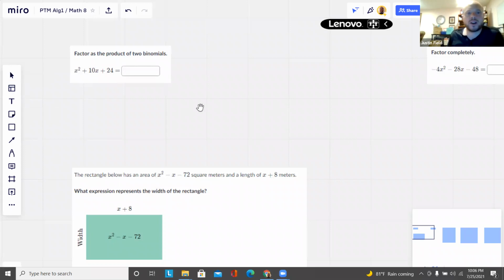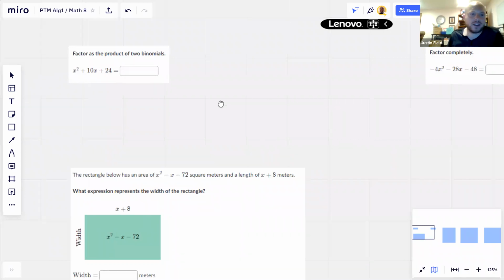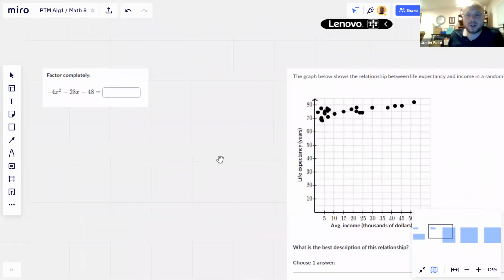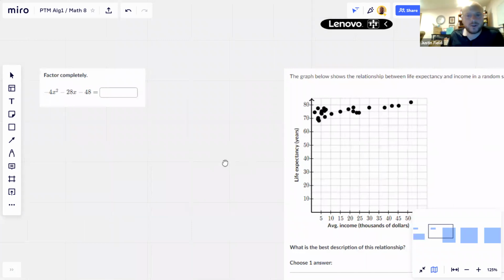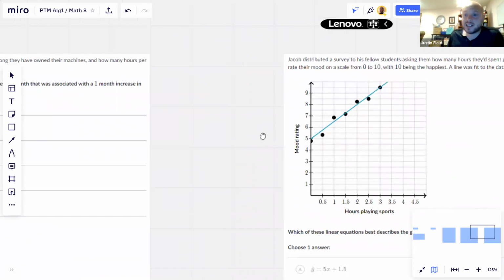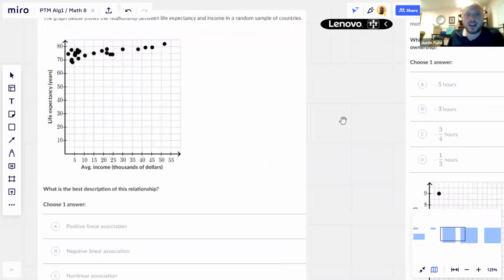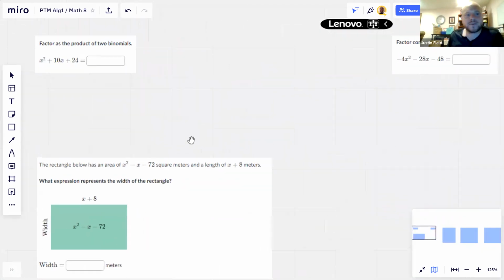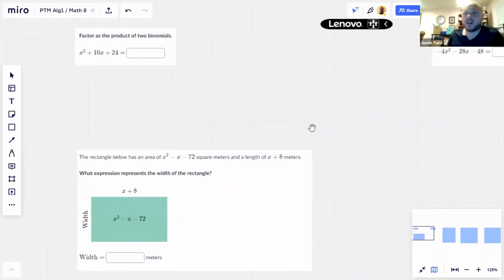We are going to talk about factoring because the Algebra 1 students are going to need to factor, so we'll all do that with them. And then we'll talk about lines of best fit. That's something you actually do in Math 8 and Algebra 1. Good stuff this week. Try your best.